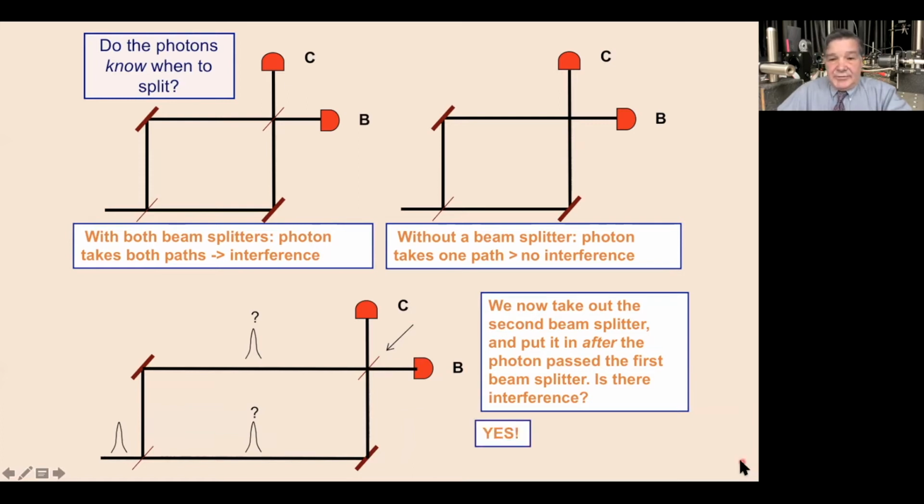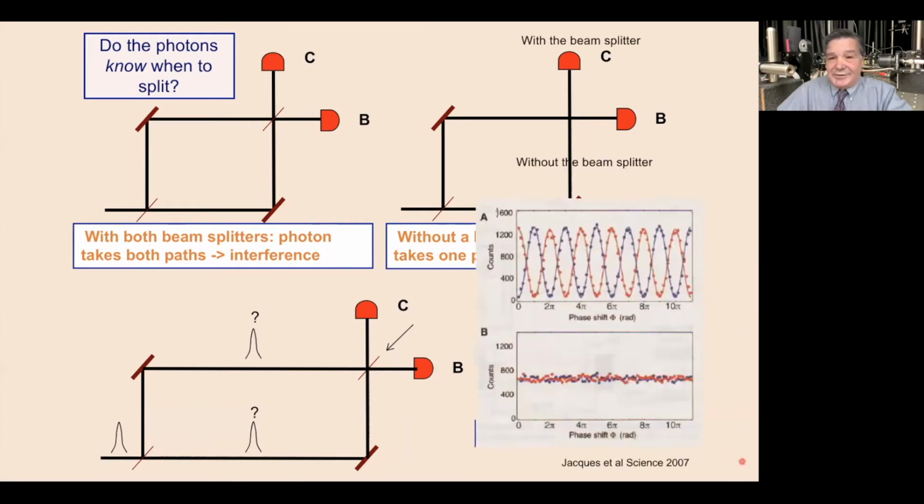And is there interference? And yes, there is interference. And there's the data from a photocopied paper, Jacques et al., in 2007, where you see interference when the beam splitter is there, and no interference when the beam splitter is not there.